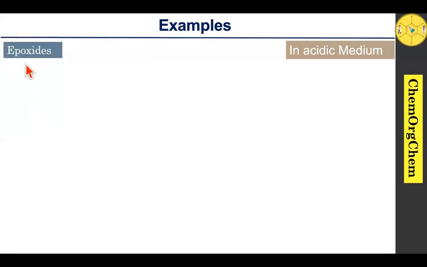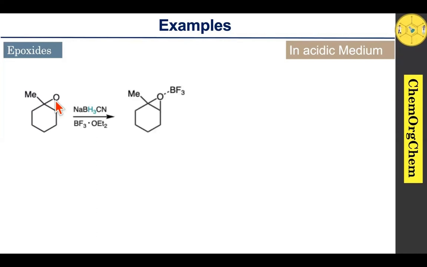Next, we move on to epoxides. Epoxides are also reducible by using sodium cyanoborohydride in the presence of a suitable Lewis acid. Now consider this example. When you use a Lewis acid, it readily coordinates with the epoxy oxygen, and you will get this type of intermediate. Now the hydride ion can attack this center as well as this center. However, the ring opening of the epoxide is dictated by the formation of the more stable carbocation intermediate.